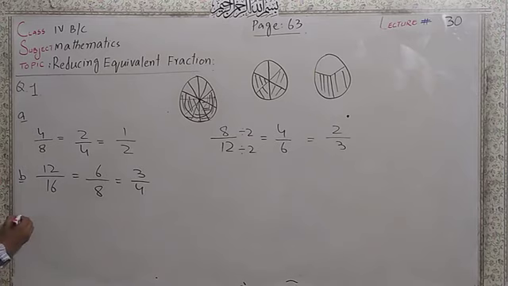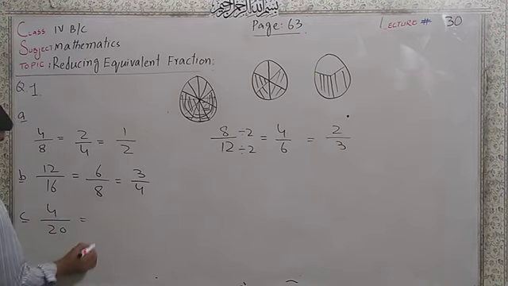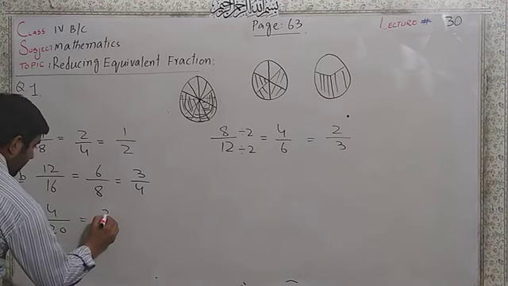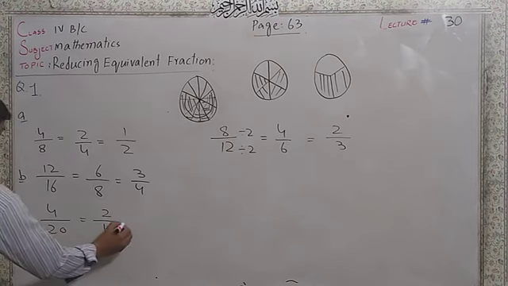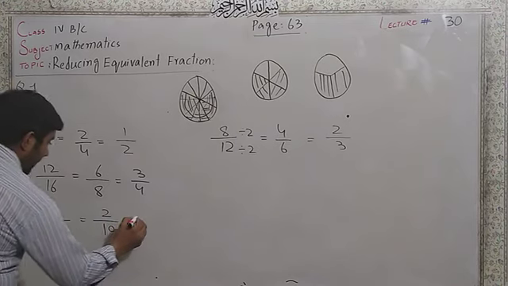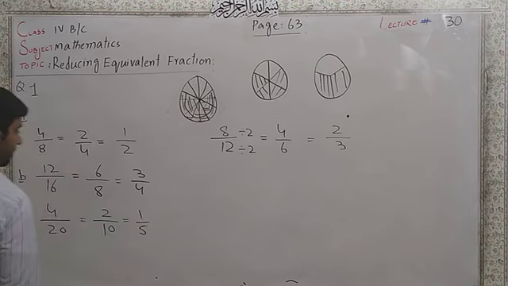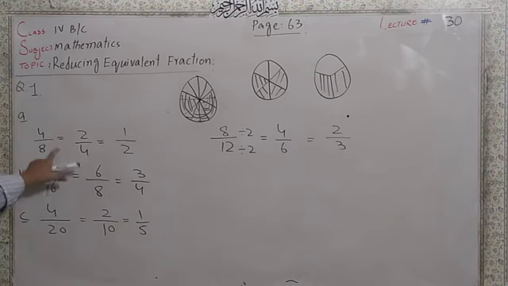Okay? In C there are 20 parts you can count and 4 are colored. Okay? And the next one 2 are colored and total are 10. And the next one 1 is colored and total are 5 parts. Okay, dear students, you will write these answers in your book.